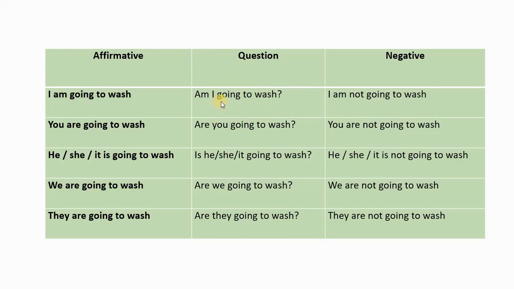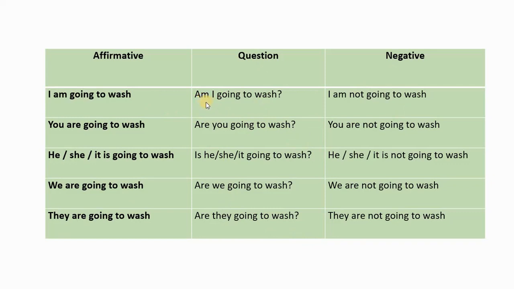Am I going to wash? Are you going to wash? Is he, she, it going to wash? Are we going to wash? And are they going to wash? So this is just a normal question form. We reverse the order of the subject, I with am.